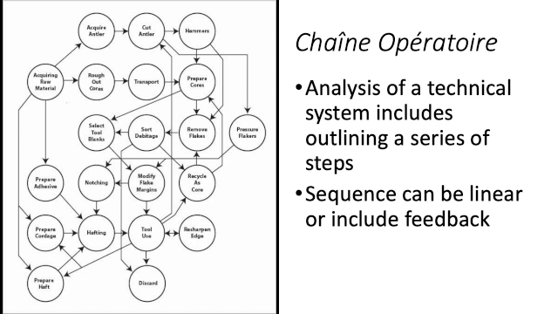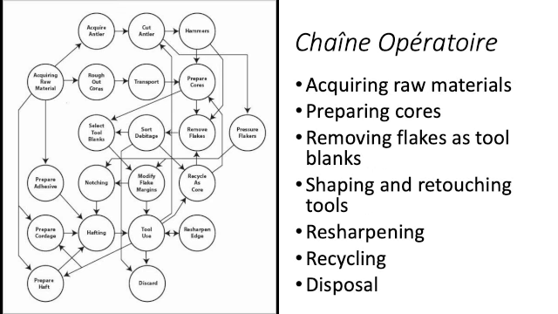They also analyze these systems by identifying a series of steps, or an operational sequence, that outlines the series of decisions and activities and processes that a toolmaker followed while making a tool. Such sequences can have feedback loops. For example, accidental breakage could result in a tool or a core being recycled as a new kind of core. Such sequences vary considerably, but typically include acquiring raw materials, reducing cores, selecting flakes for tool blanks, retouch, use, resharpening, recycling, and eventual discard.